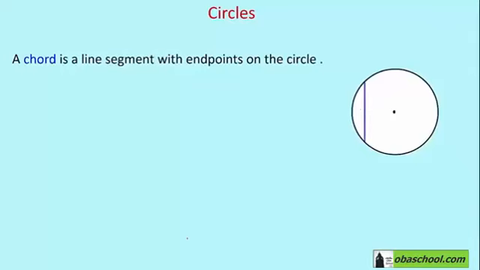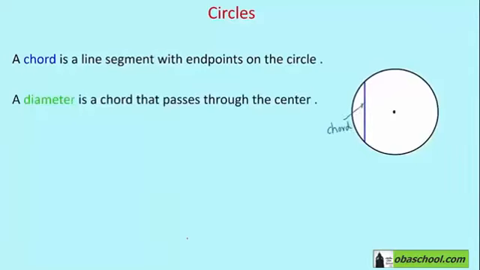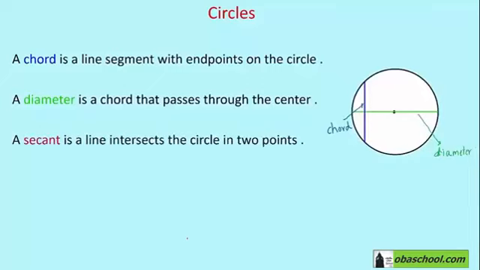And I'm going to show you on the figure on the right side of the screen. This blue segment is the chord, and as you can see, its endpoints are on the circle. Now, for the diameter, a diameter is a chord that passes through the center. It is basically the same idea as the chord, but it passes through the center of the circle.